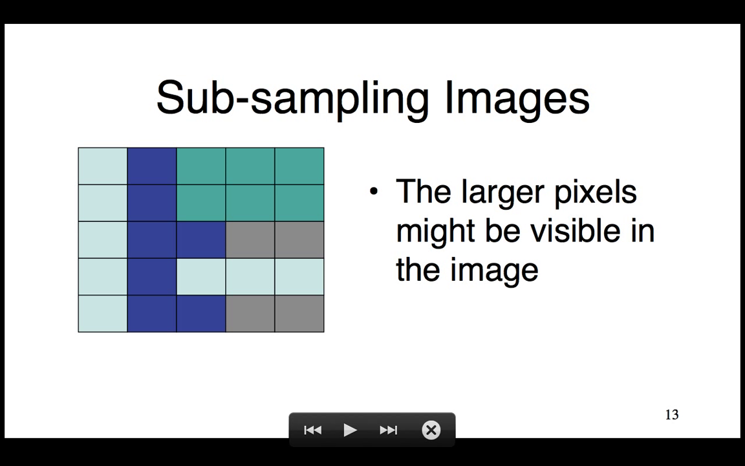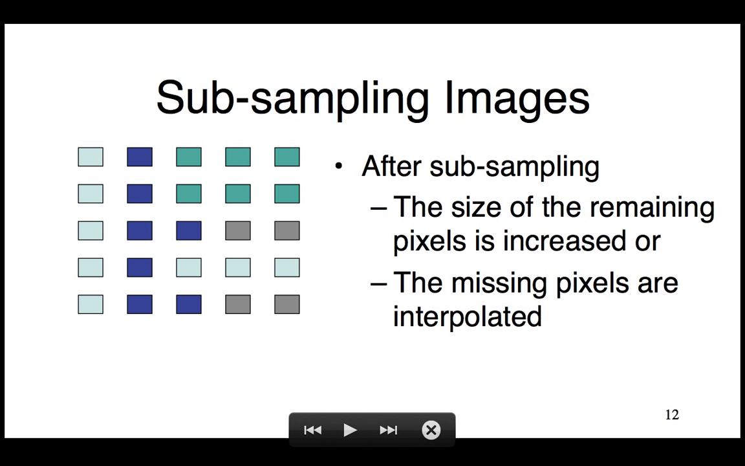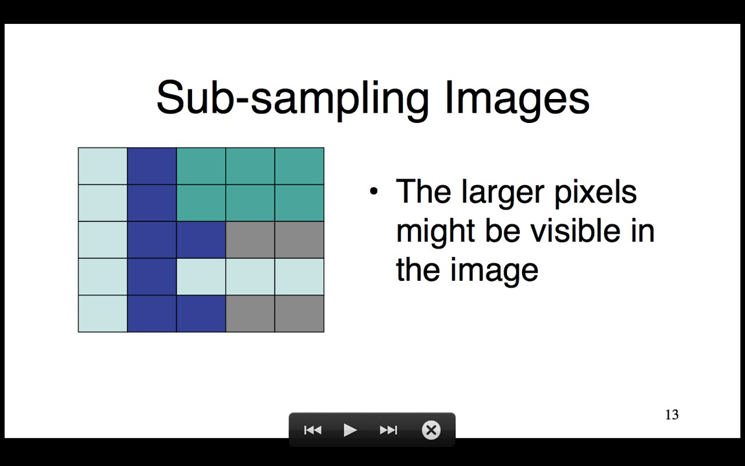So we have our subsampled image. Here we just basically double the width and the height of every pixel. So now we've got big chunky pixels. The image is the same size.